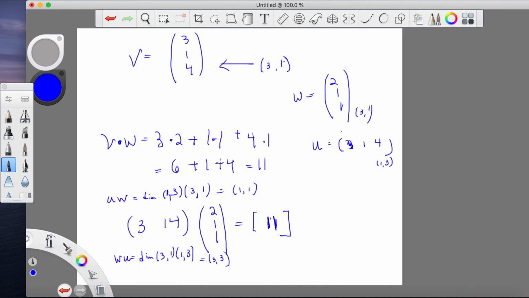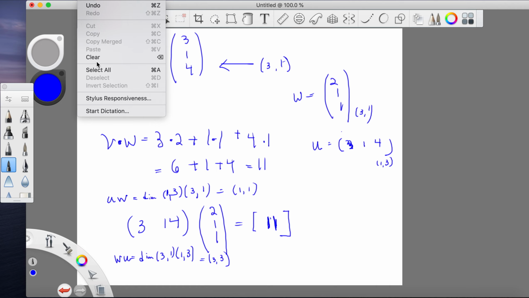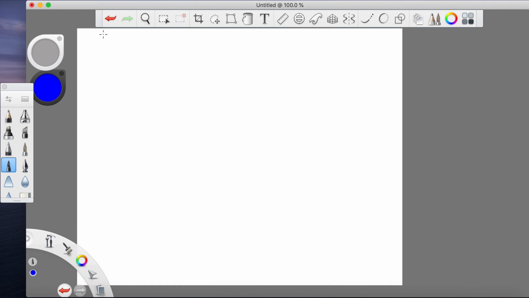Okay, so let's clean up a bit. So I had 3, 1, 4, and W was 2, 1, 1. I don't remember if that was quite it, but it doesn't matter. And I want to make that a row vector.